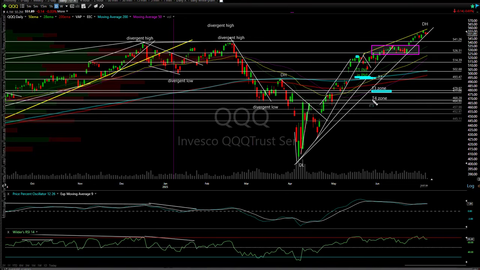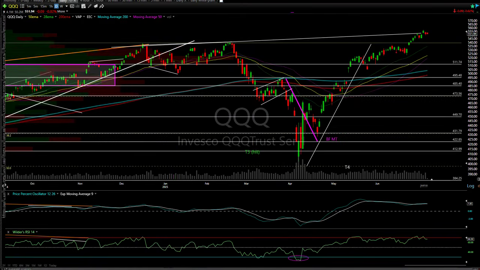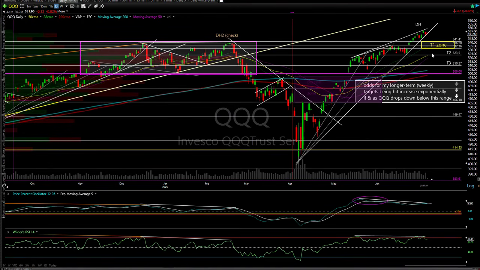I later on added these targets, which still could very much come into play. Or you can look at the chart I just updated right here. This is the daily chart. And so that's that same first target zone.